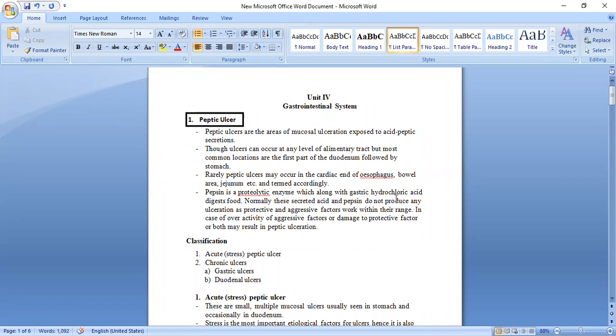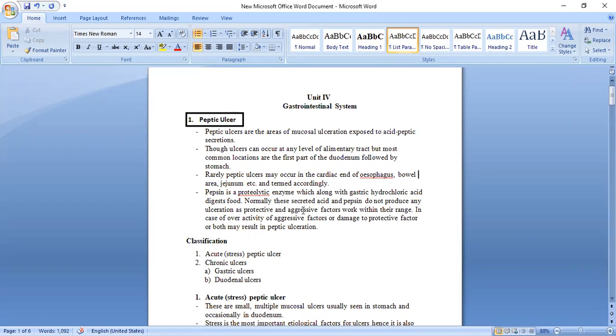So many functions are there. Hydrochloric acid kills the bacteria and keeps the acidic media. But here we will take it for the digestion of the food. Pepsin, hydrochloric acid, for what purpose here? For the digestion of the food. Normally, these secreted acid and pepsin do not produce any type of ulceration.